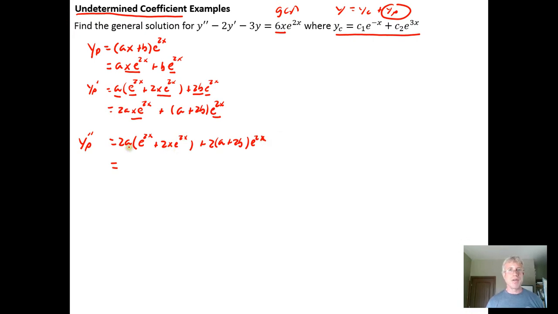So my x e to the 2x is going to be 2a times 2x e to the 2x, which is going to be 4a x e to the 2x, plus, now I'm going to have just e to the 2x stuff. Factoring all of my e to the 2x stuff off, I'm going to get 2a plus 2a plus 4b times e to the 2x, but 2a plus 2a is 4a. So we're going to get 4a plus 4b times e to the 2x.